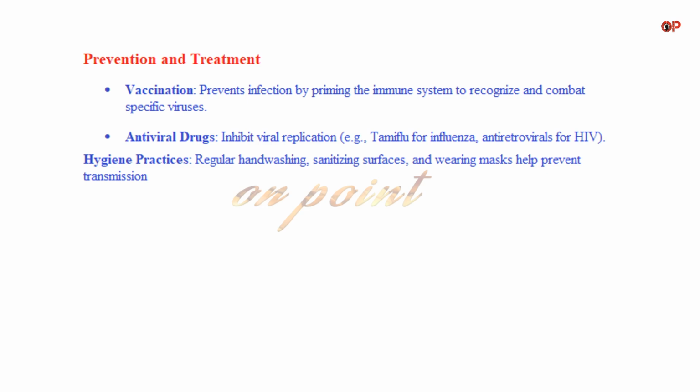Prevention and treatment. Vaccination prevents infection by priming the immune system to recognize and combat specific viruses. Antiviral drugs inhibit viral replication, example Tamiflu for influenza, antiretrovirals for HIV. Hygiene practices, regular hand washing, sanitizing surfaces, and wearing masks help prevent transmission.